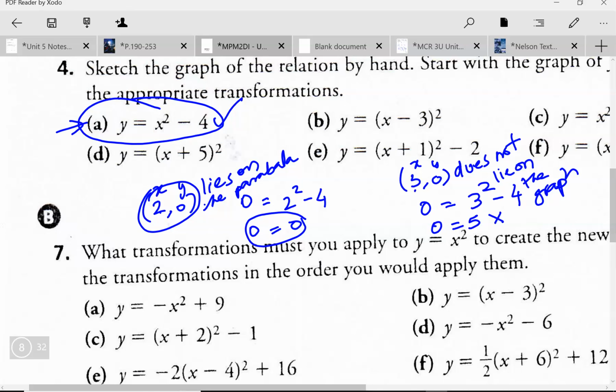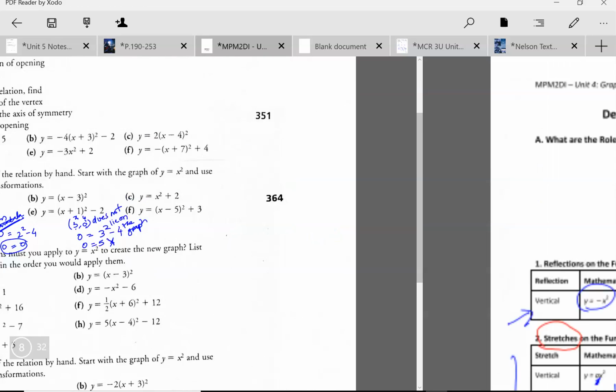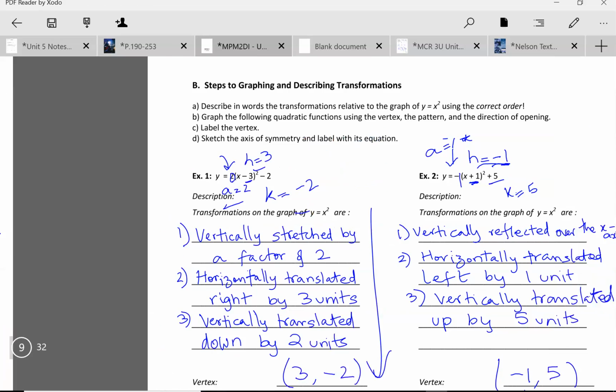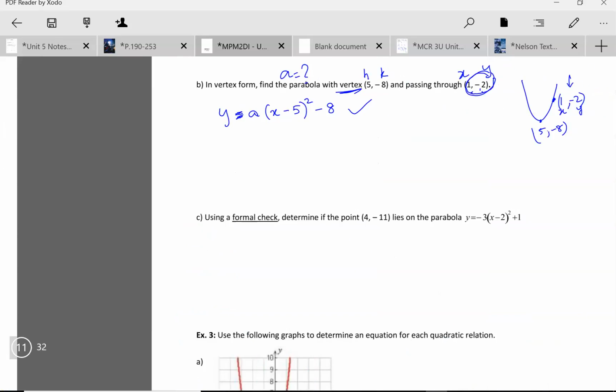Because if 3, 0 does not lie on the graph, that means if I put x equals 3 and y equals 0 into this function, it will not be true, or if I put it into the equation it will be false. I mean, the left-hand side will not equal the right-hand side if the point does not lie on the graph. But if the point does lie on the parabola or the graph, my equation will be true. That's what you have to remember. If the point lies on the graph, my equation is true.